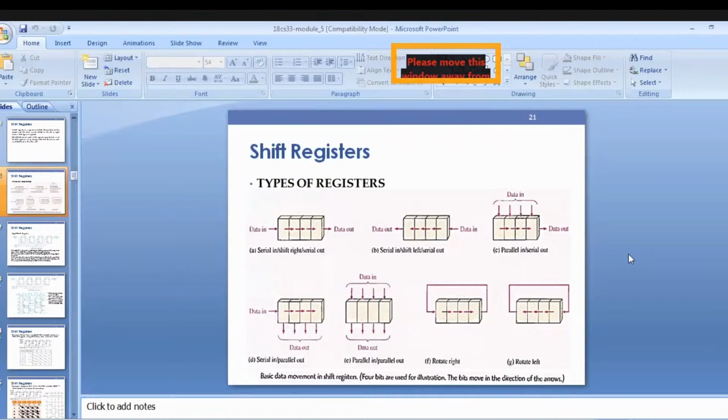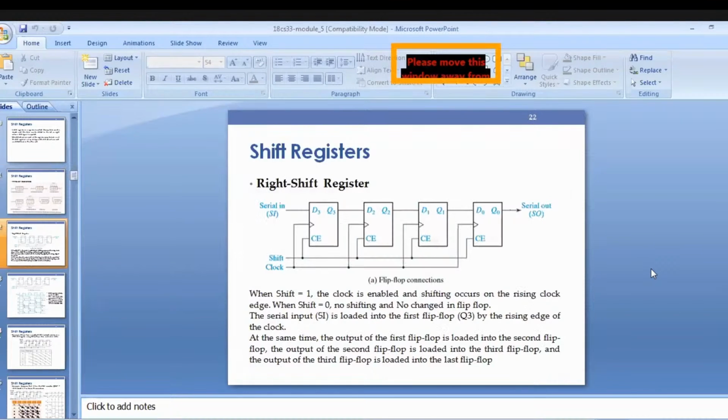If you are shifting the data with serial input 0000, whatever output you get, that output you can shift to the right and use as an input. You can see it in the parallel also. After that, you can use parallel in and parallel out. Whatever input you are displaying, you can keep on changing. These are the types of register. We'll see the first one, the shift register shifting right.